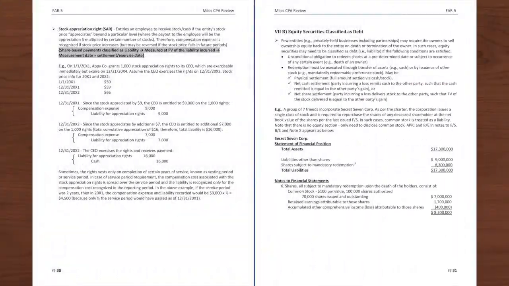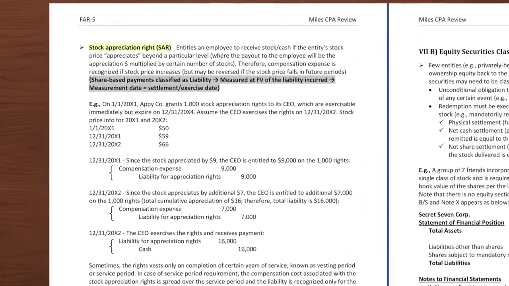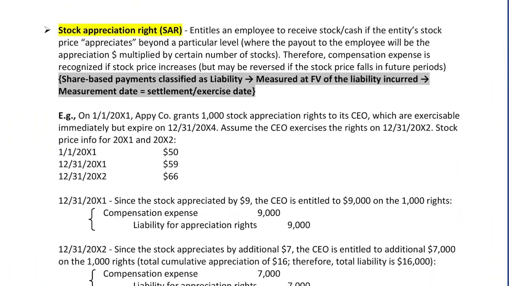On page 30, we're looking at stock appreciation rights. Now, this is a share-based payment classified as a liability. And therefore, measurement date equals settlement or exercise date.